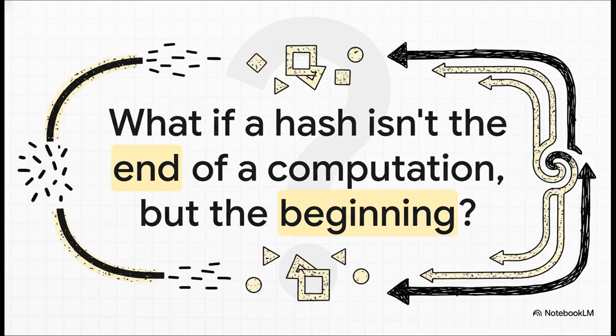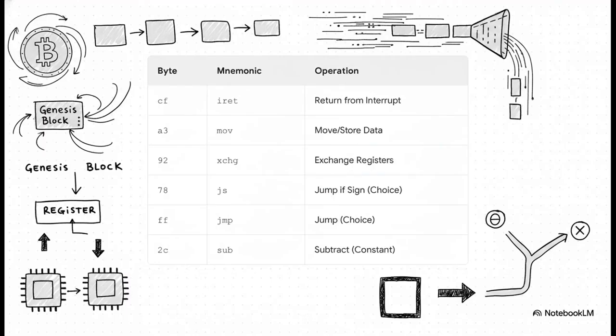We always see a hash as the result, the inert string of characters at the end of the line. But what if it's actually an instruction set, an executable program just waiting to be run? And this is the craziest part. It's not just a thought experiment. The theory points out that if you take the raw bytes of a famous hash, like the one from Bitcoin's Genesis block, and you just feed them into a standard disassembler, you don't get junk. You get valid x86 machine code.